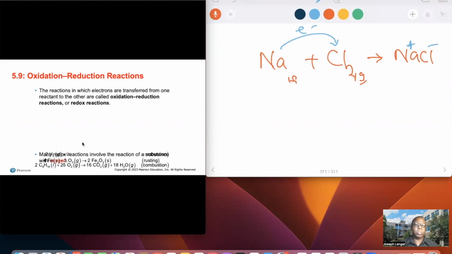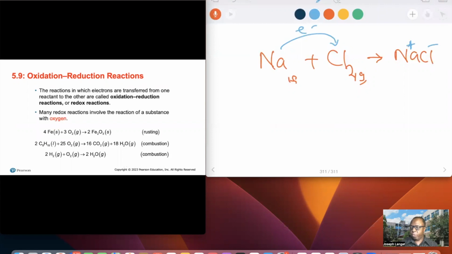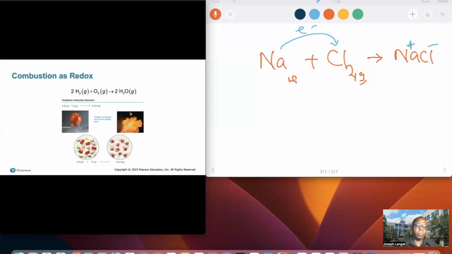So redox is a type of reaction which involves transfer of electrons. Traditionally, reduction used to involve only oxygen. It has been expanded to include also electrons. So if you look at this, these are examples of reactions where oxygen is involved: rusting, combustion of hydrocarbon, which we looked at earlier on, is transfer of electrons.